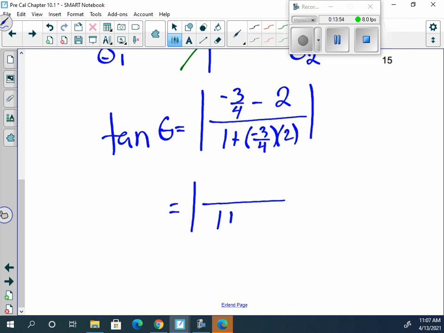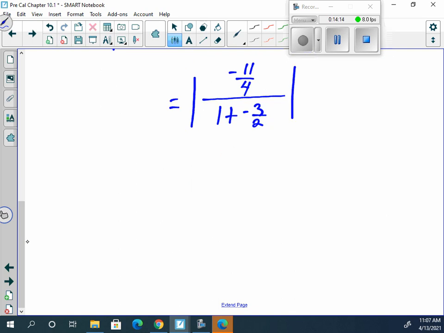Well, the denominator, we can do this multiplication pretty simply. It'd be negative 3/2. On top, 2 is the same as 8/4. We don't have the 2 anymore. Negative 3 minus 8 would be negative 11/4. There's negative 11/4.